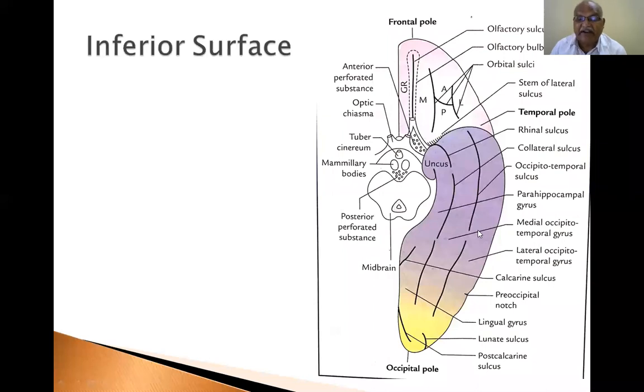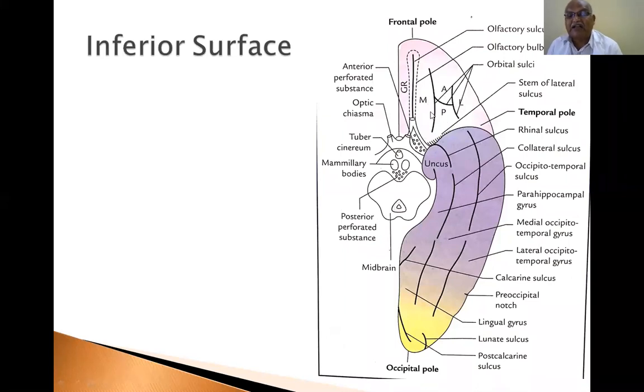Now this is the orbital surface of the frontal lobe, the inferior surface of the frontal lobe. An H-shaped sulcus is present on the inferior surface of the orbital frontal lobe. The inferior surface of the frontal lobe contains an H-shaped sulcus dividing it into anterior and posterior, medial and lateral gyri.